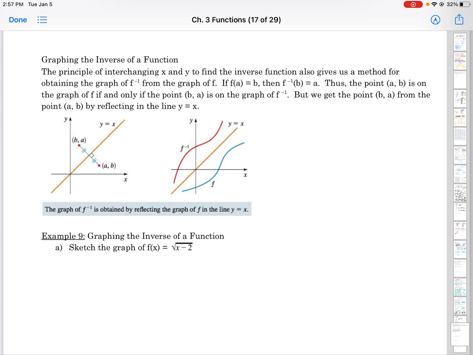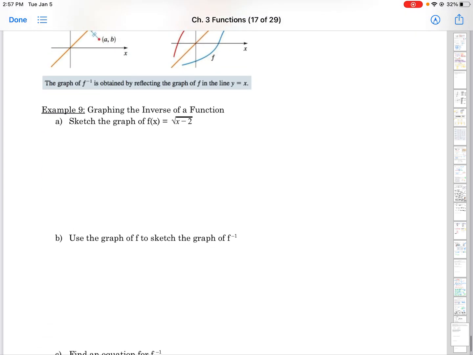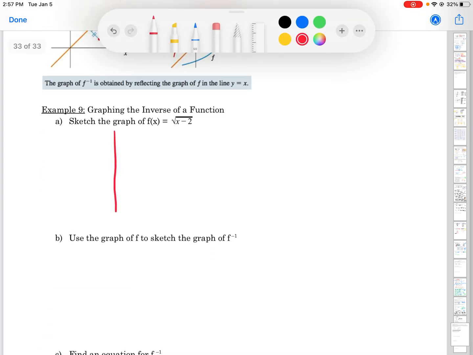So let's take a look. We want to sketch the graph of the square root of x minus 2. So we're just going to start with graphing that, and then we'll get to the inverse in a minute. So let's sketch that graph. Easiest way is probably a table, or you could start to think of this as a transformation if you want, but it's probably easier to do a table here.